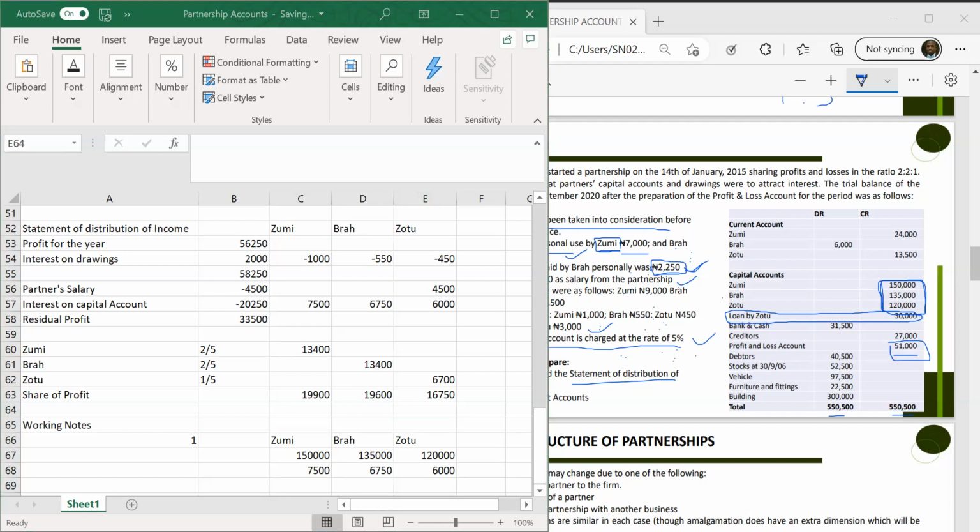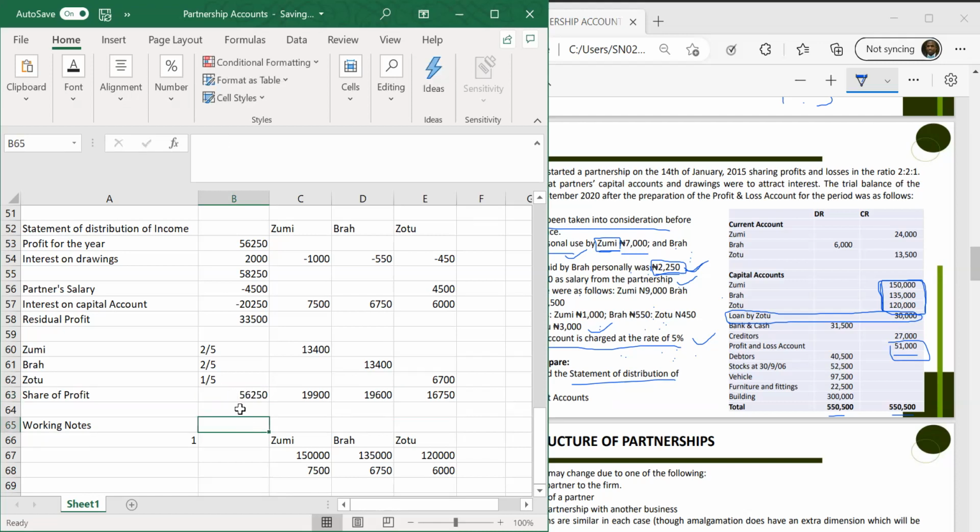So it's ordinary calculation. No, you guys should not leave me like that now. What's your total share of profit? Is it individually or totally? No, individually. 9,900 for Zumi. Did you get this? Yes. It's okay. So when you sum everything together, what do you now get? 56,250.